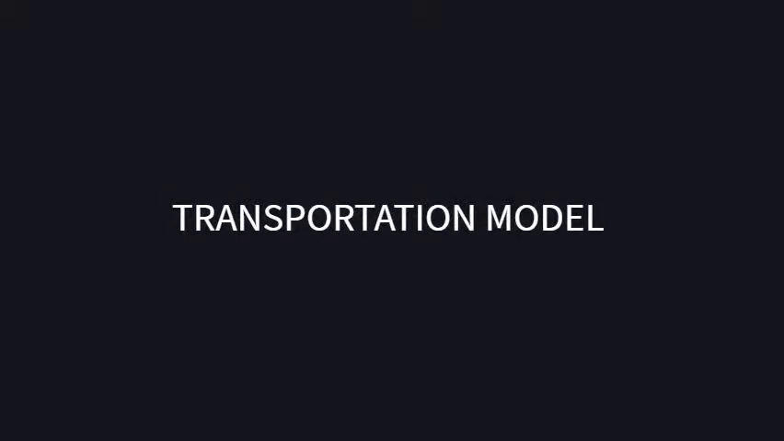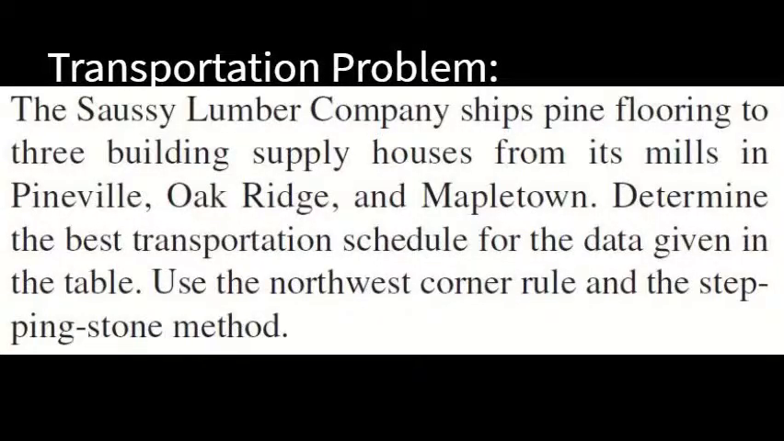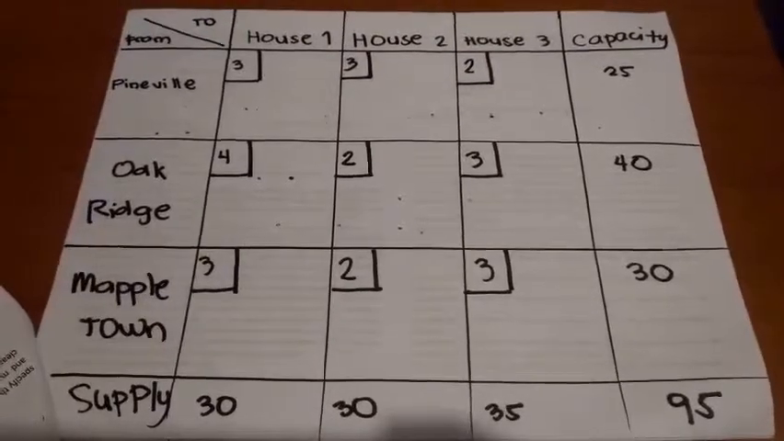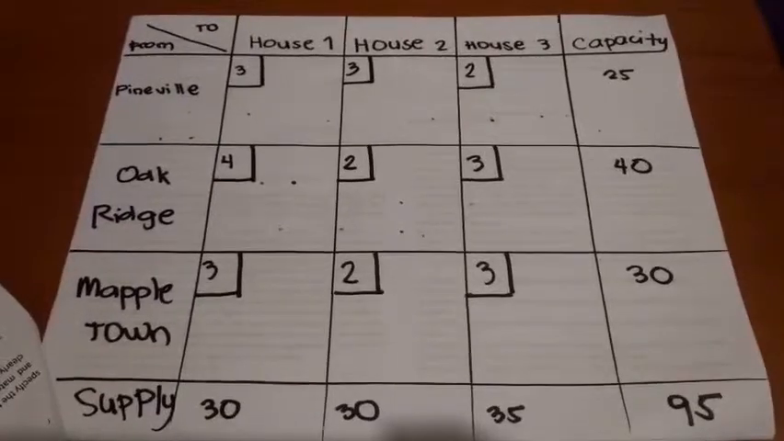Transportation model. Transportation problems deal with the distribution of goods from several points of supply or sources to a number of points of destinations or demand. There are 3 different ways to solve for the initial tableau that will be discussed in this tutorial. First, you are to set up a balanced transportation table.